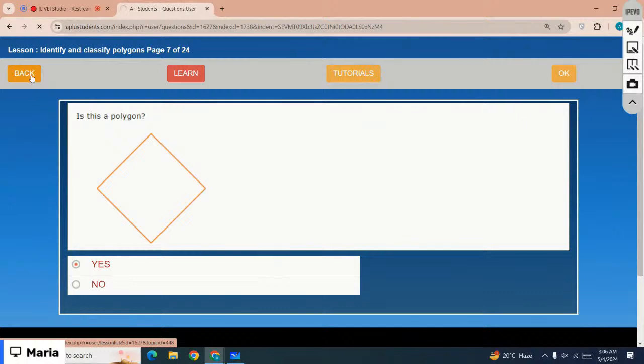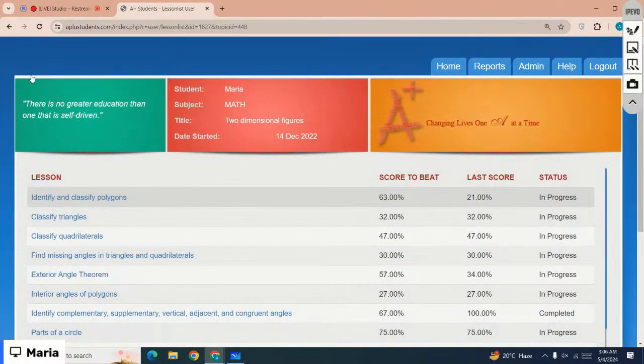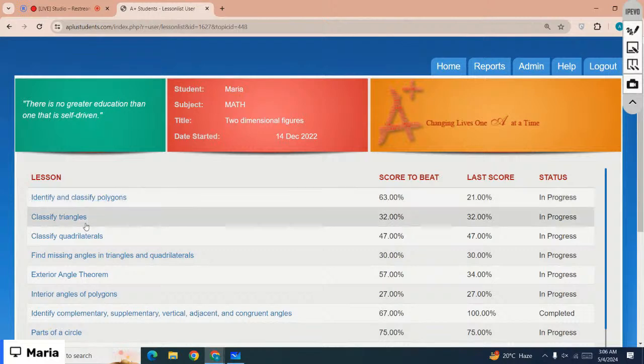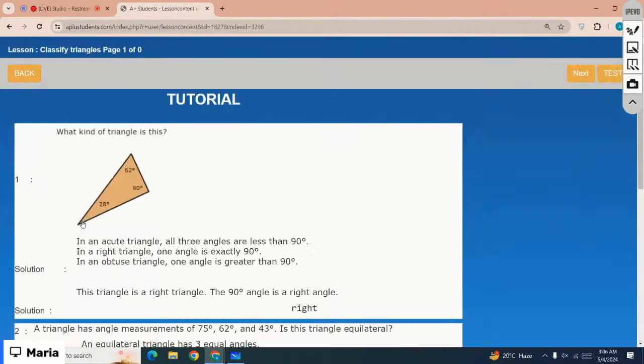The next lesson is classify triangles. So what kind of triangle is this, right? We have three types of triangles. They are acute triangles, right triangles, and obtuse triangles, right? So acute triangles are the ones that have all three angles less than 90 degrees, right?